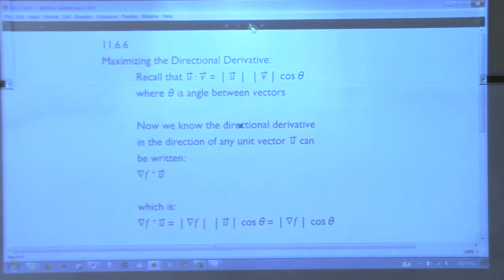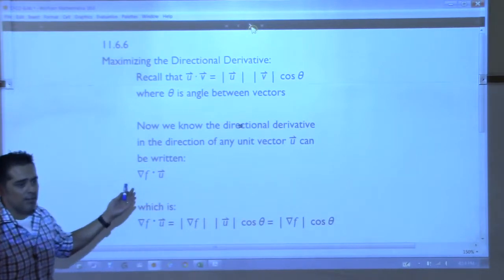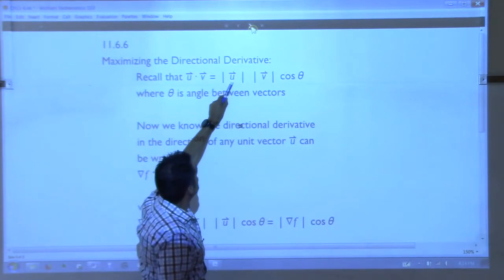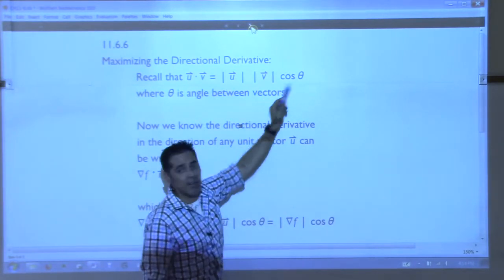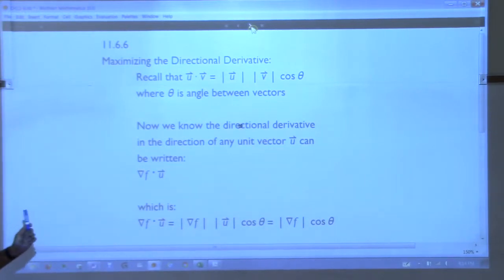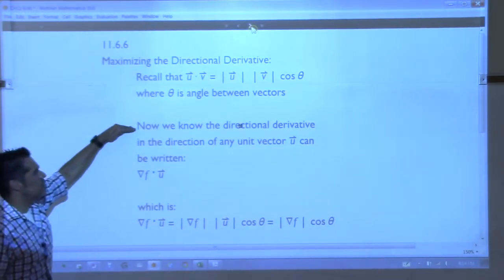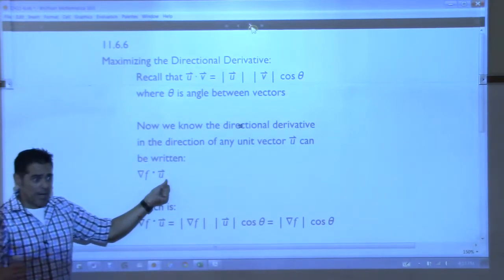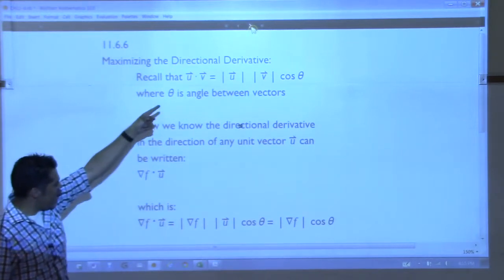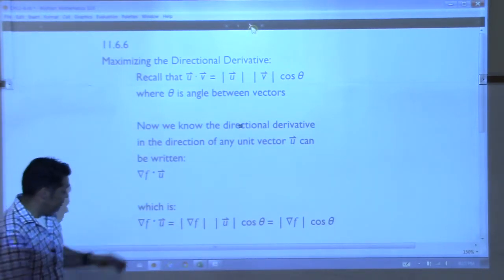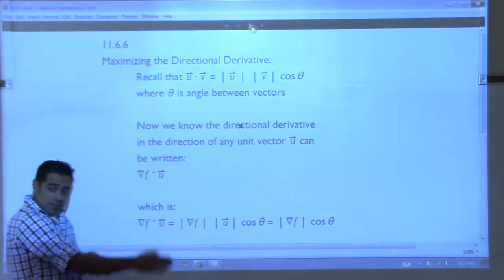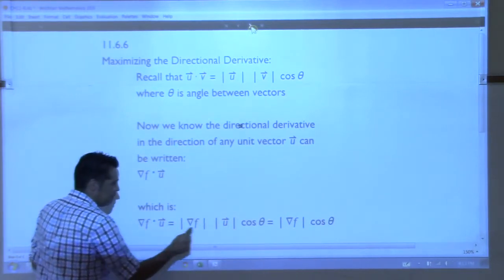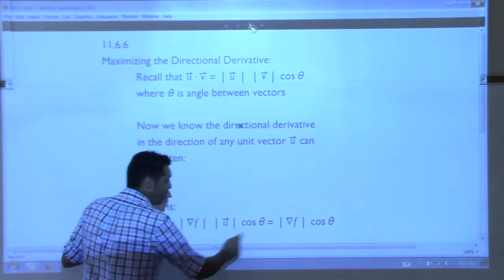Okay, well, remember that when you take the dot product of any two vectors, it's the magnitude of the first vector times the magnitude of the second vector times cosine of the angle between the vectors, right? So remember, we rewrote the directional derivative as the gradient dotted with the unit vector, our direction vector. If we rewrite this using that, then the directional derivative, which represents the slope of the tangent line, this right here is a number. This is the magnitude of that times the magnitude of that times cosine of the angle between them.